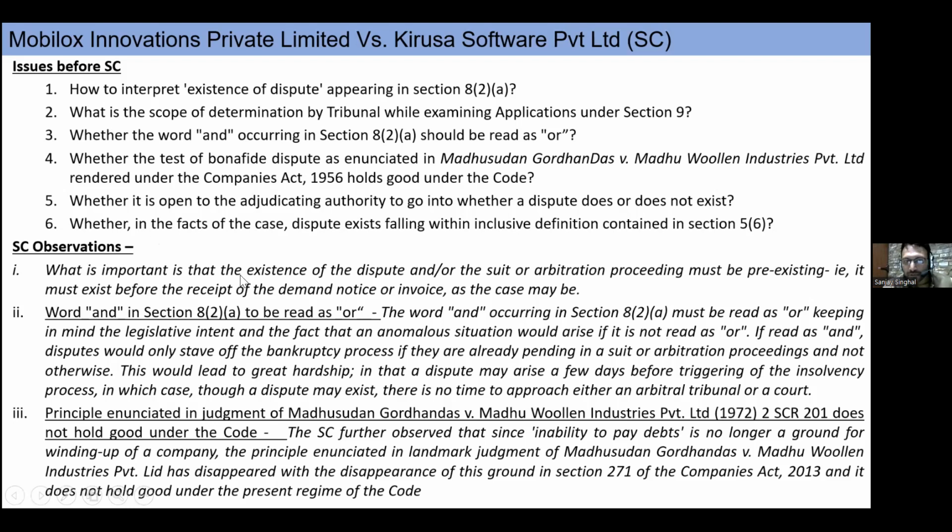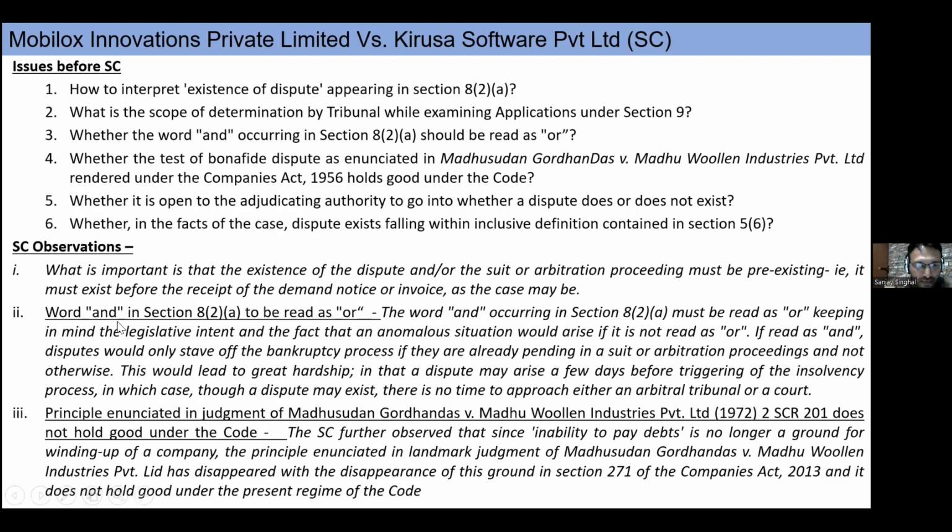The Supreme Court's first observation was that there should be a dispute which is pre-existing. It means that the dispute has to be pre-existing before the application under section 9 is made, or when the notice under section 8 is made, the dispute has to have existed before that. It should not be like that a notice under section 8 is served to the CD and then the CD raises some issue or some dispute.